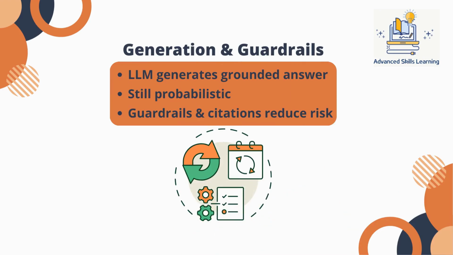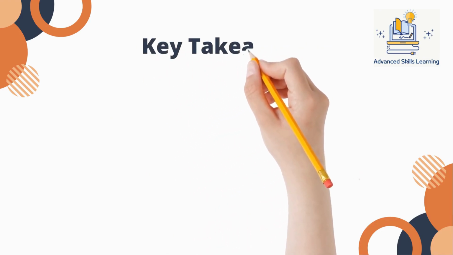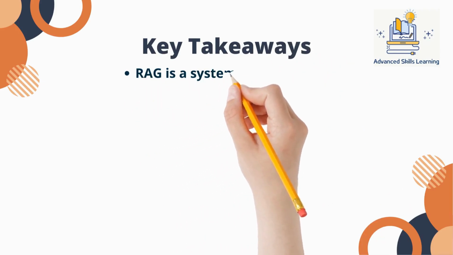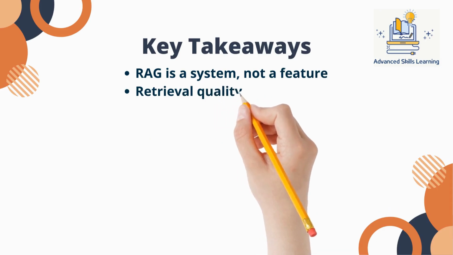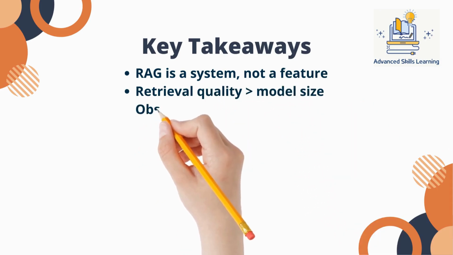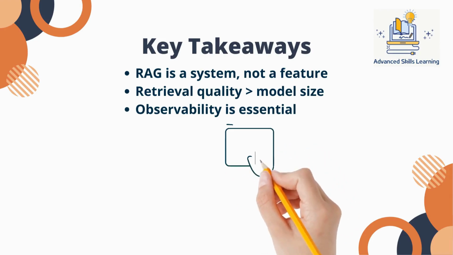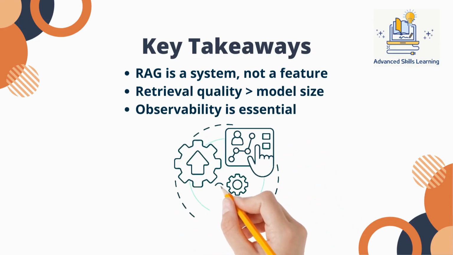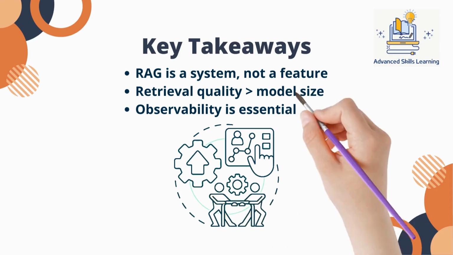The key takeaways are these. First, RAG is a system, not a trick. Reliability comes from how ingestion, chunking, embeddings, retrieval, ranking, and prompting work together. Second, retrieval quality matters more than model size. A smaller model with precise context often outperforms a larger model with noisy inputs. Third, observability is essential. If you cannot trace where relevance is lost, you cannot systematically improve the system.